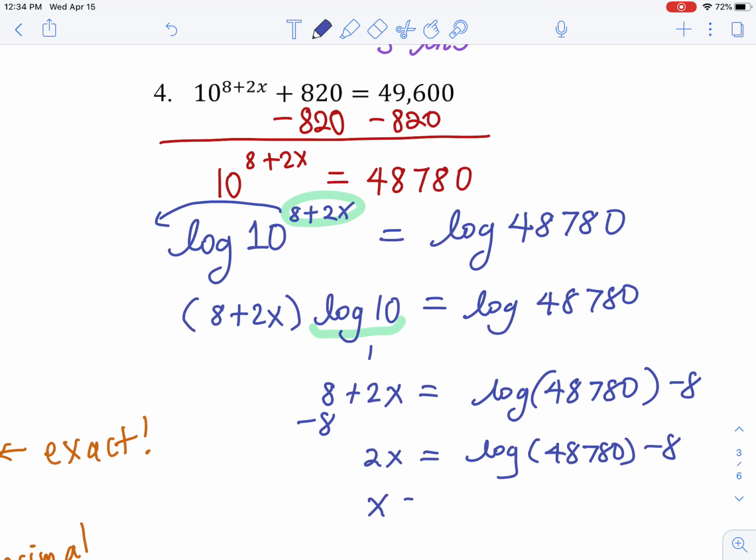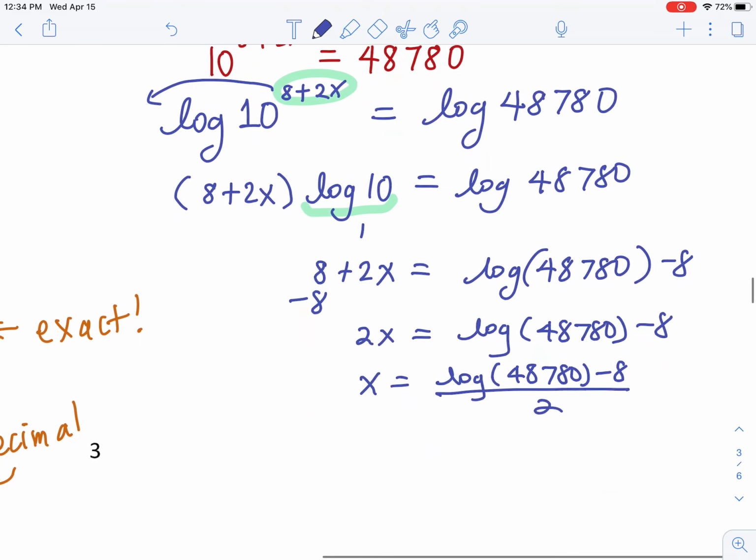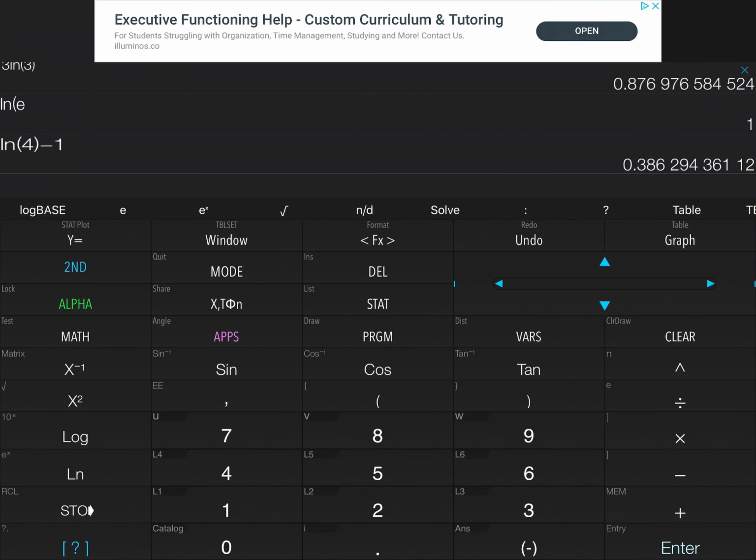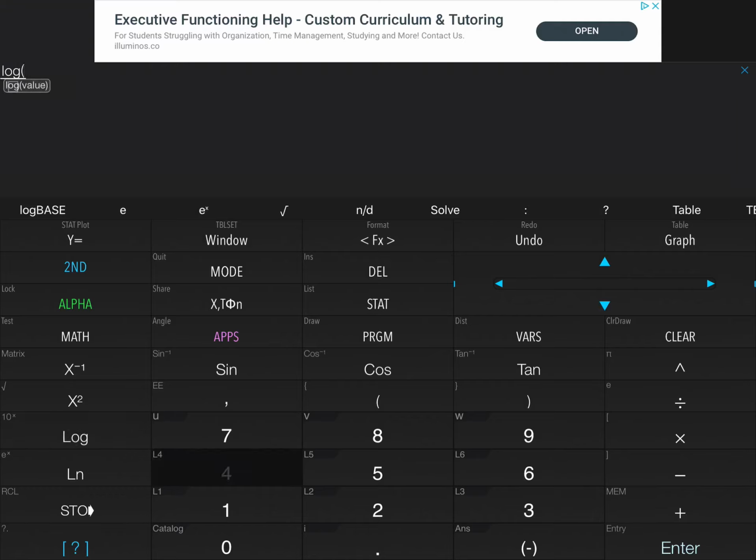Then I get 2x equals log 48,780 minus 8. If I divide everything by 2, I've got my final answer: log 48,780 minus 8, divided by 2. I don't know why I picked such a big number here, by the way. But anyway, let's get the decimal approximation of that. Who knows, maybe it is a very nice number. I don't think so, but let's type this in our calculator.